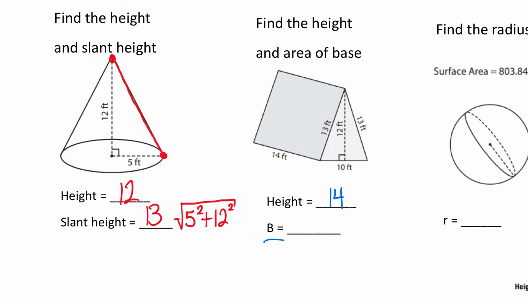Now, what does capital B stand for? Area of the base. So we're looking for the area of this triangle. 10 times 12 divided by 2. Okay, good. So area of a triangle is base times height divided by 2. So 10 times 12 divided by 2 is 60.